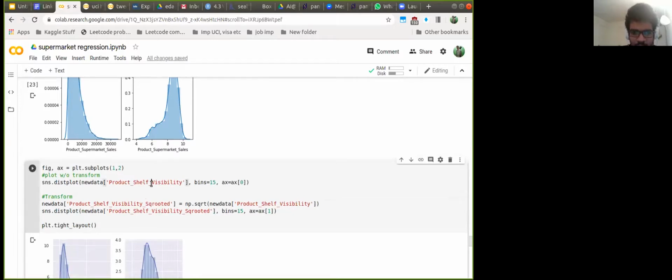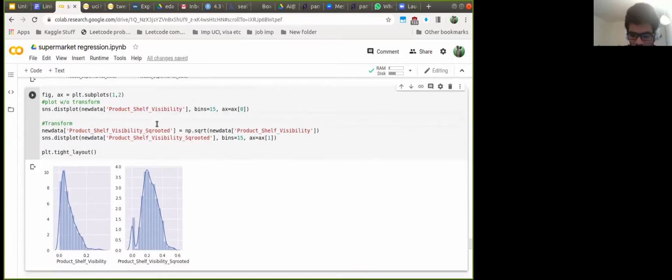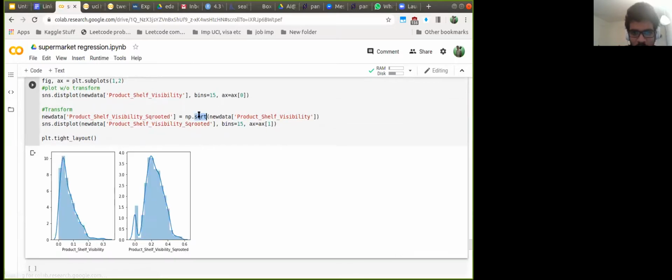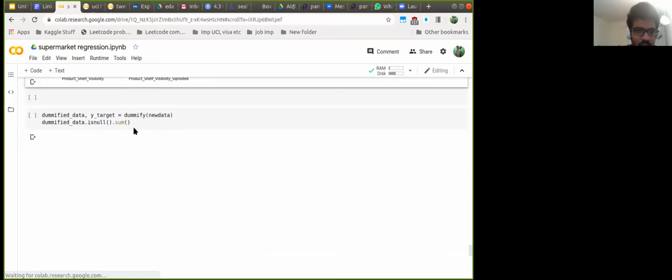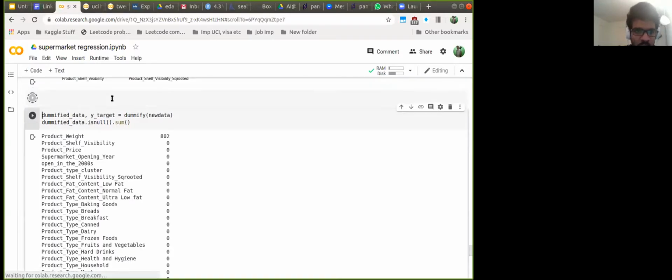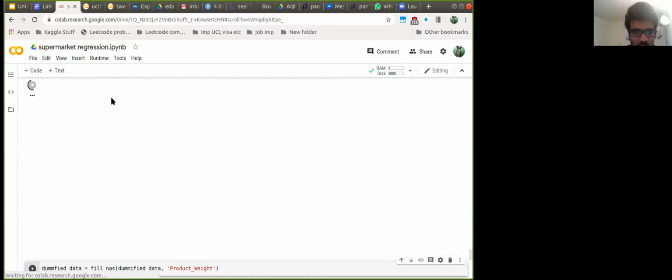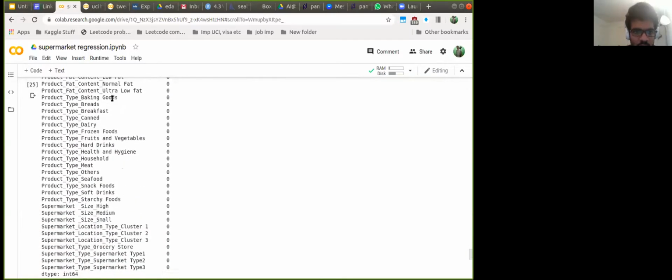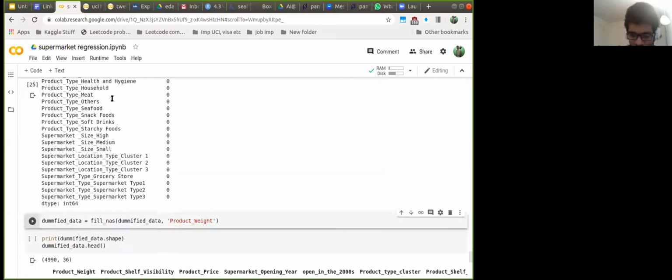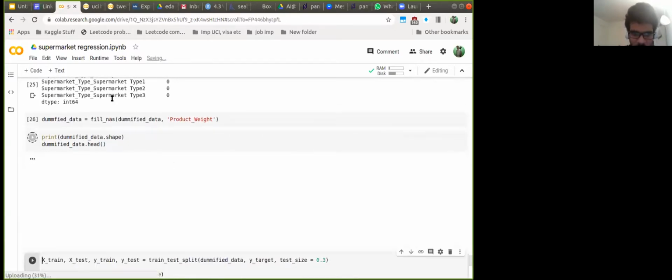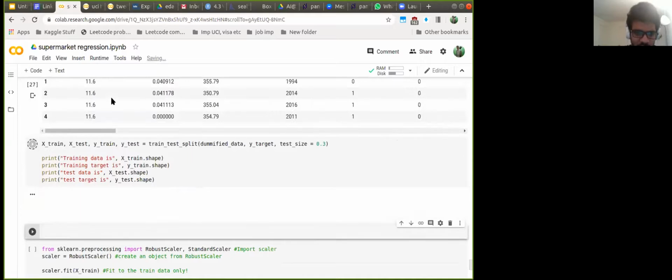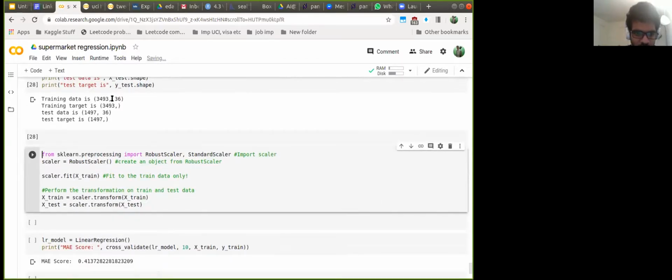Another one was product shelf visibility, which also had a skew. So I'm going to apply a square root transformation function. It's not perfectly Gaussian, or perfectly normally distributed, but it is much better than this one, I believe. So let's stick with this one. And we could do the same thing again: fill the null values and train again on the same classifier.